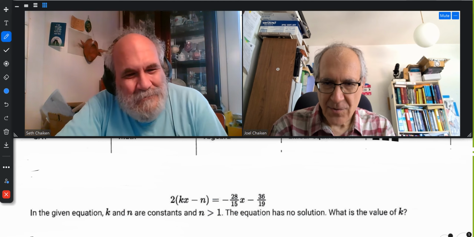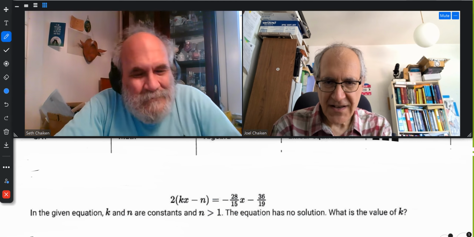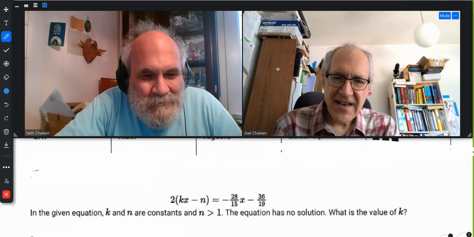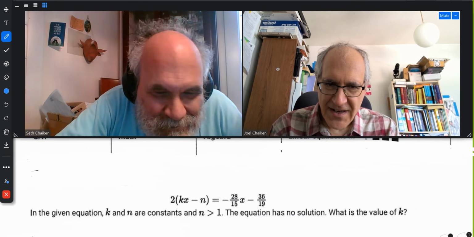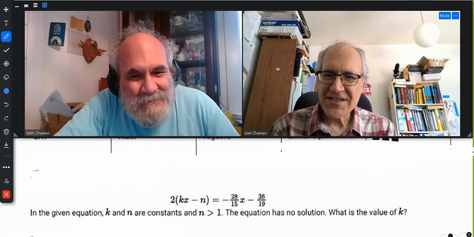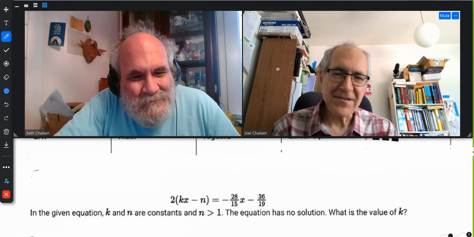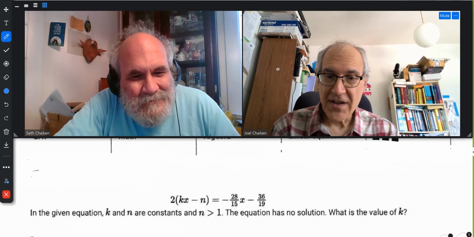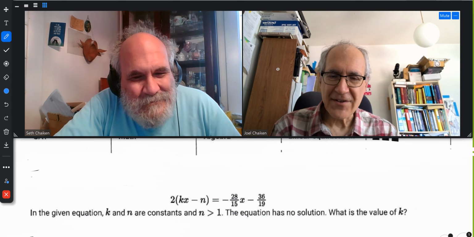Two times the quantity kx minus n, close parentheses, equals negative 28 over 15 x minus 36 over 19. In the given equation, k and n are constants, and n is greater than 1. The equation has no solution. What's the value of k?